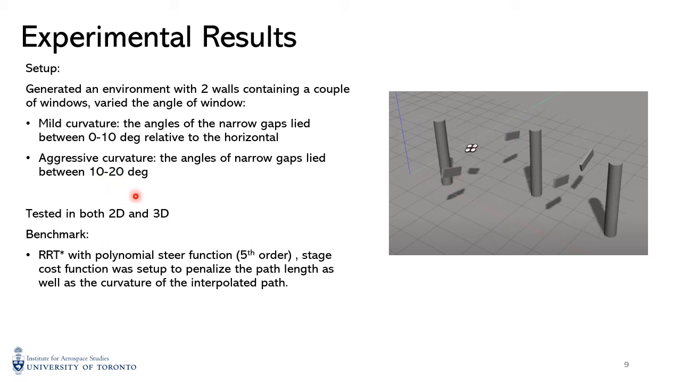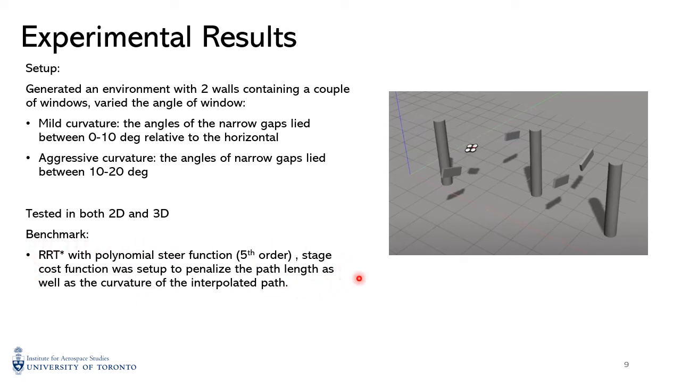I tested both in 2D and 3D. In 2D, I had all the centroids of the windows on the same plane, and all the samples were sampled from that plane as well. However, in 3D, the window heights varied. And as a benchmark, I used RRT star with a polynomial steer function and with a stage cost that penalized the path length and the path curvature.